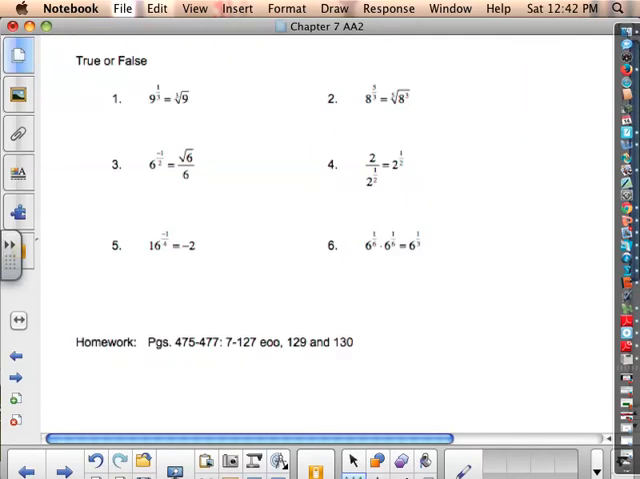Okay, true or false, can we say that 9 to the 1/3 is the 3rd root of 9? The answer is true. Number 2, 8 raised to the 5/3 is the 5th root of 8 to the 3rd. That is false. Remember, the index is in the denominator.